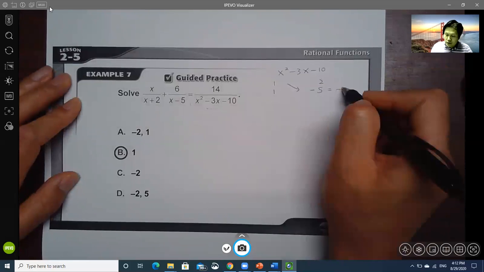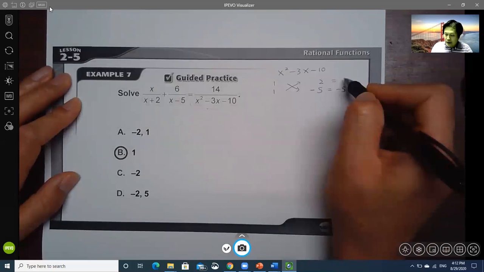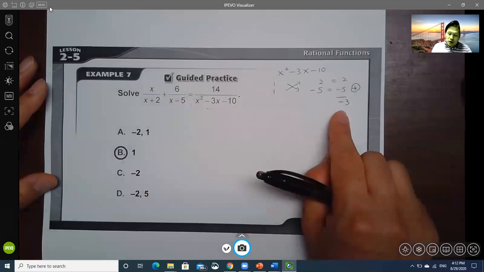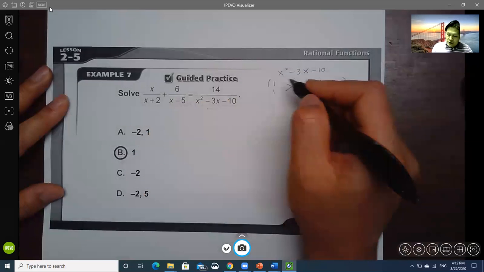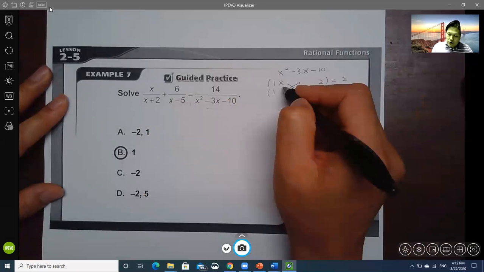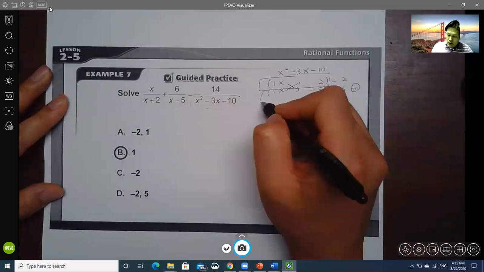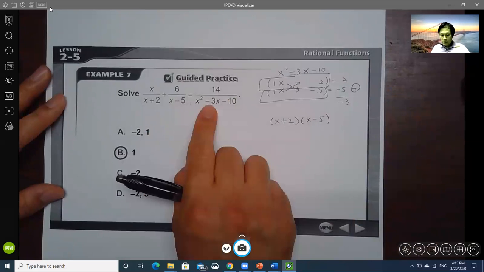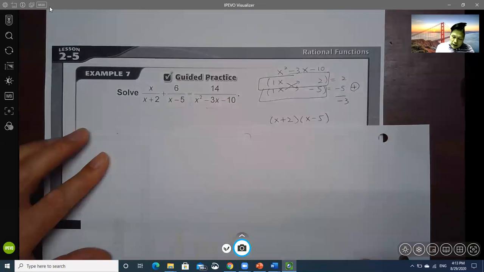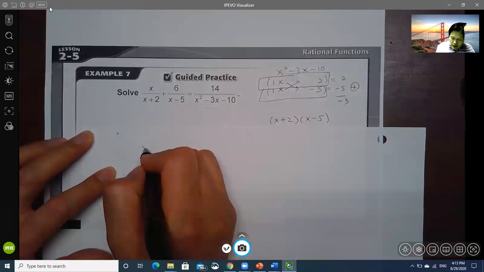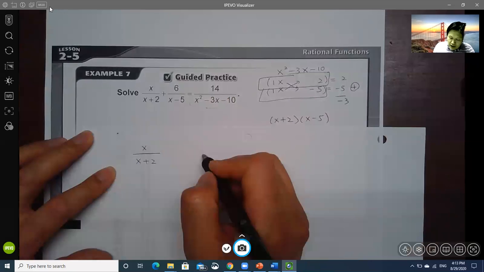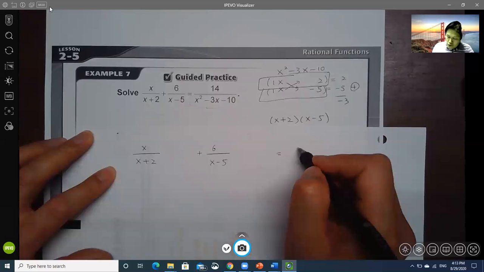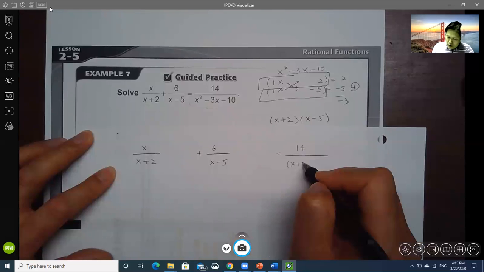Multiply cross. 1 times 2. Add them. And minus 3 is matching coefficient of x. We found combination. Put the parenthesis, x here, top floor, bottom floor. x plus 2, x minus 5 is a factored form. So I can rewrite this as x over x plus 2 plus 6 over x minus 5 equal to 14 over x plus 2, x minus 5.